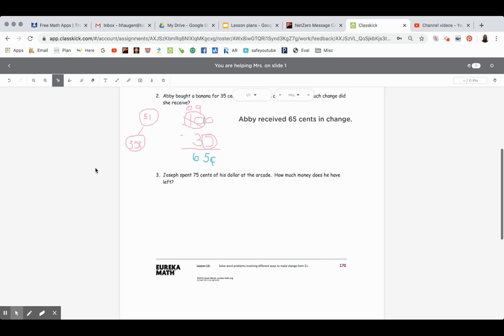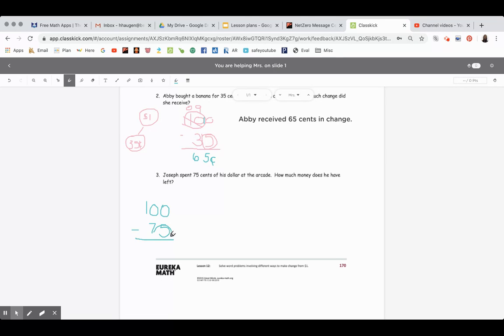For number 3, it says Joseph spent 75 cents of his dollar at the arcade. How much money does he have left? So again, he took $1 to the arcade, and because he spent money, we have to take that away from his dollar. So 100 minus 75 is the math problem we're working with.